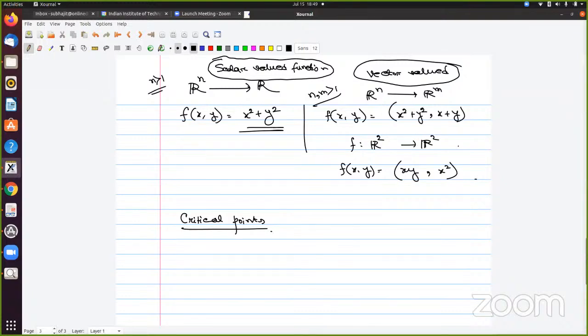A turning point is the point where the slope changes from positive to negative or negative to positive. So basically, slope of the function, right? Yes. So is there any relation with tangent and critical point?